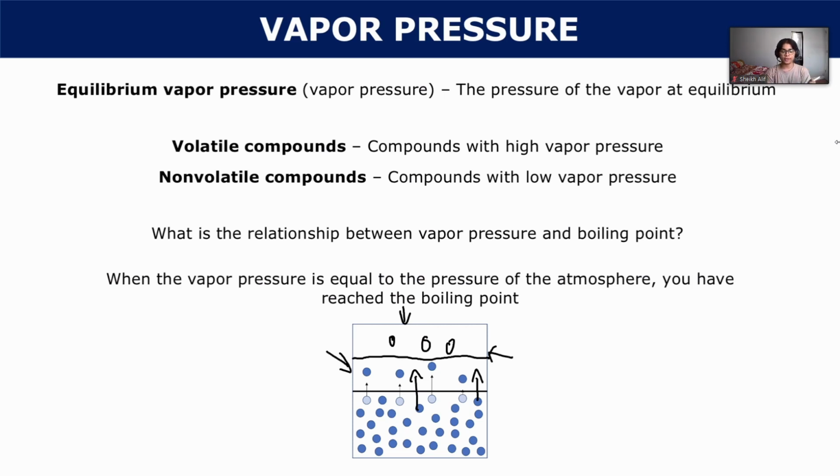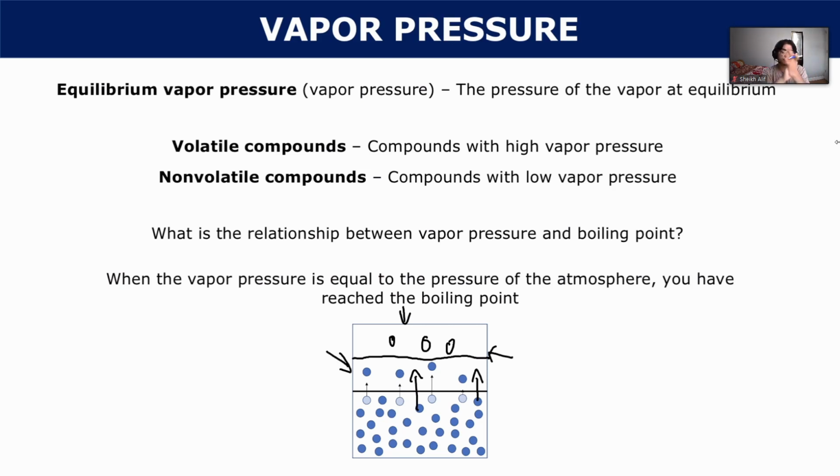And that's why you might hear that it's easier to boil water on top of a mountain. That's because the atmosphere on a mountain is lighter. There's not as much atmospheric pressure, so water doesn't need to make as much vapor pressure to equal the atmospheric pressure.